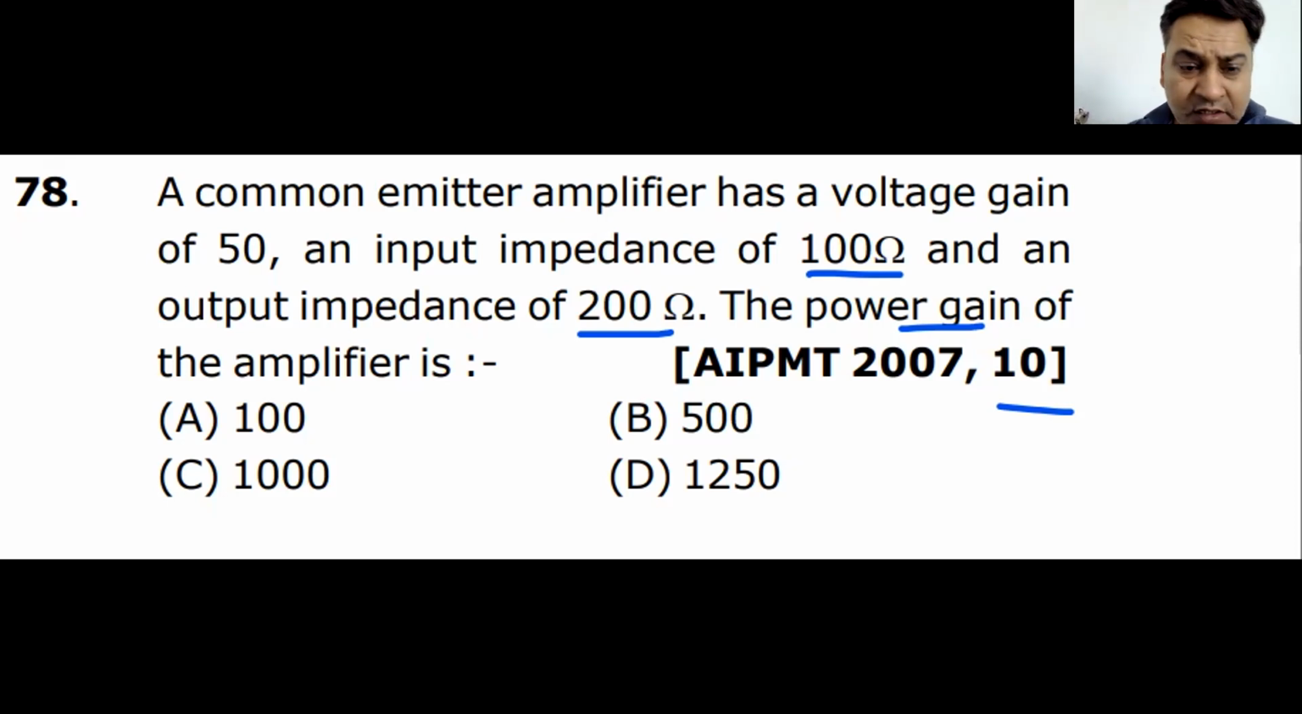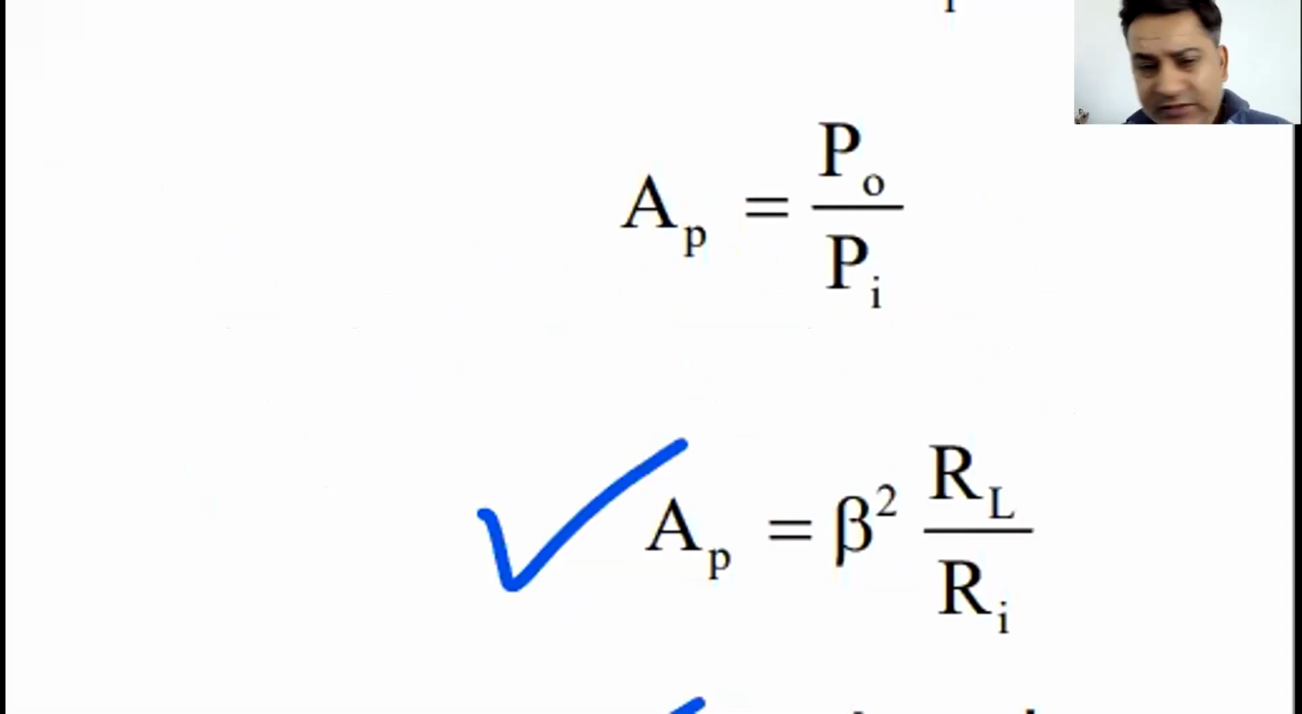Okay. This might look a bit confusing. It is not confusing, beta. That's why it was given for 10 marks. It's not confusing. Do we remember this formula? Yes, sir. Power gain in common emitter circuit, yes or no? Yes, sir.